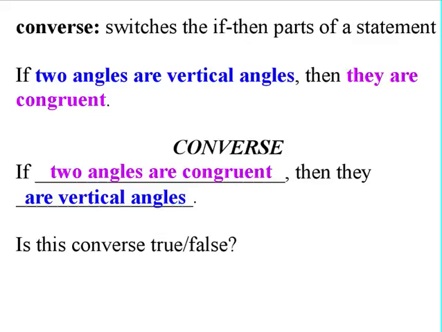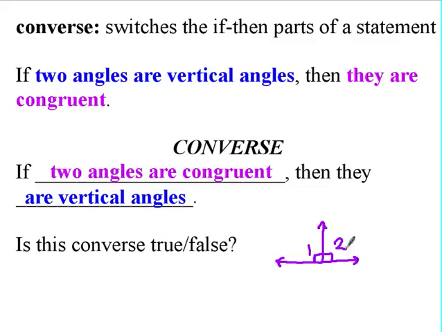So I want you to think about that. Is this true or is it false? If two angles are congruent, are they vertical angles? No. Wait, I heard yes, I heard no. What would an example of no be? Two 90 degree angles right next to each other. So basically I could do something like this. We'll call that angle 1 and 2. Are angle 1 and 2 congruent? Yes. Are they vertical? No.